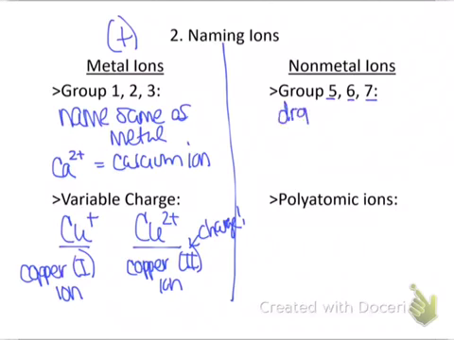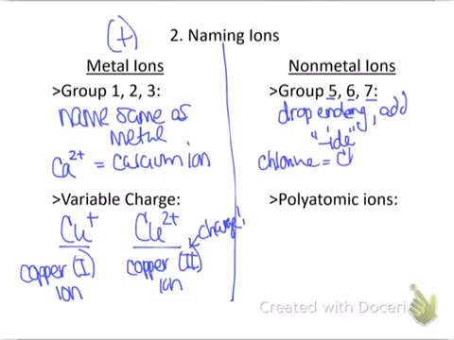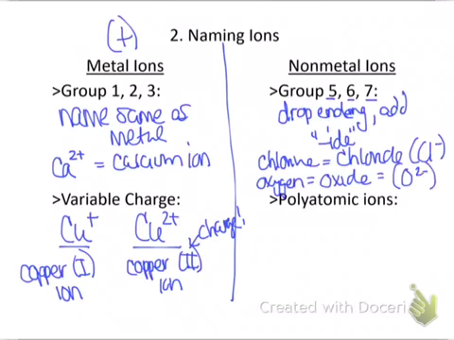If they come directly off the periodic table, what we do for the nonmetals is we drop the ending and add -ide to indicate that it's now the ionic form. So for example, chlorine becomes chloride, which is a Cl- ion. Oxygen will become oxide, and that will be the O2- ion.